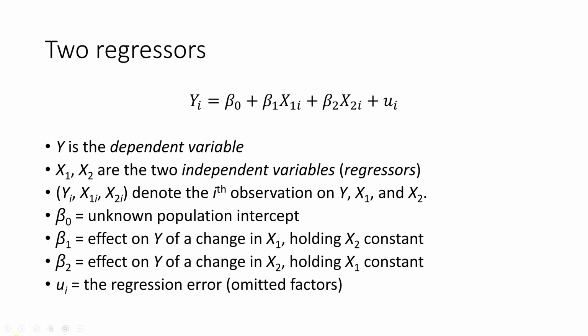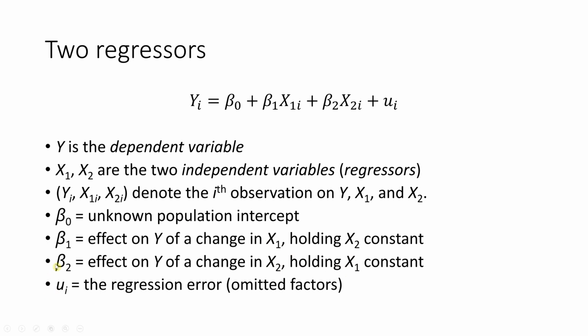The idea is, we come down here, beta 2 is the effect on y. If we view this in our test scores situation, beta 2 is the effect on test scores of a change in percent English speaking, holding our class size constant. So that's how you view these. These are the changes that these variables have on our test scores if you hold the other one constant.